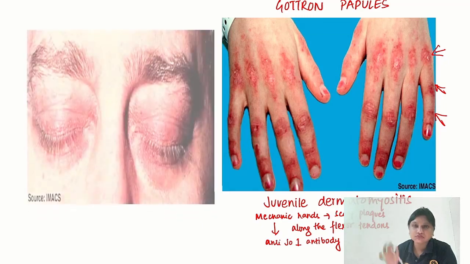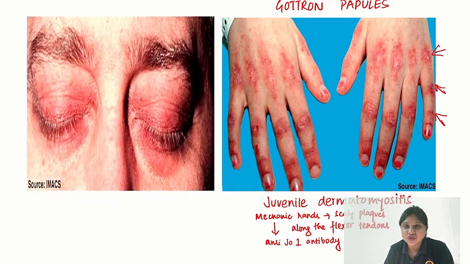Let us see another image, which is again a favorite of INICET. This is a rash around the eyes, and it is erythematous. This is known as heliotrope rash.